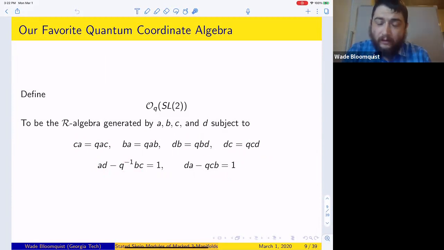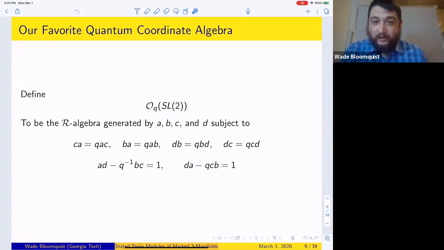So something to point out, if Q is equal to 1, well, we just get right back to our previous example of our favorite coordinate algebra. And that's kind of an important property that we want to keep in mind, that this is creating a one variable family of algebras that deform, whatever that means in this context, away from something that was kind of classical, that we understood well, we liked, we want to work with that, and we want to extend it forward.